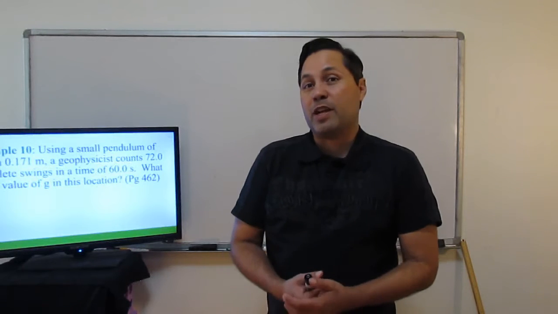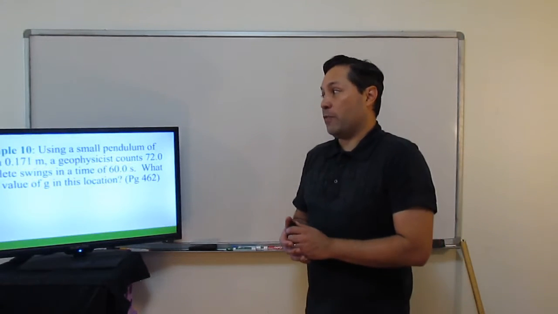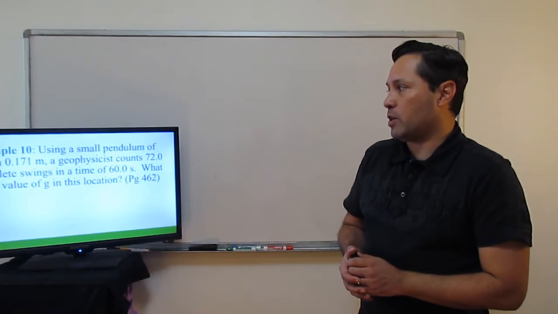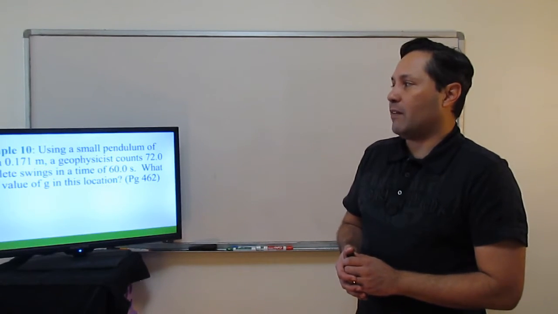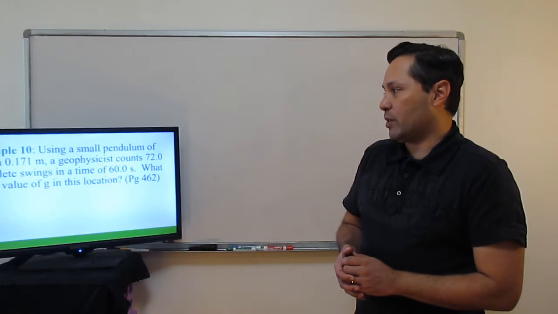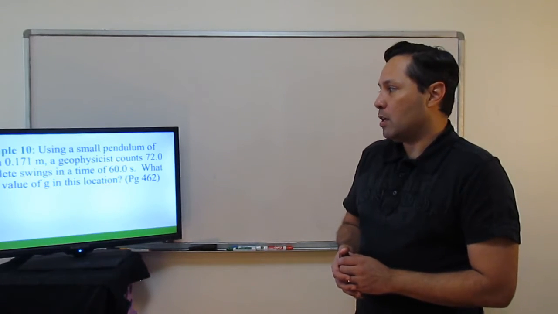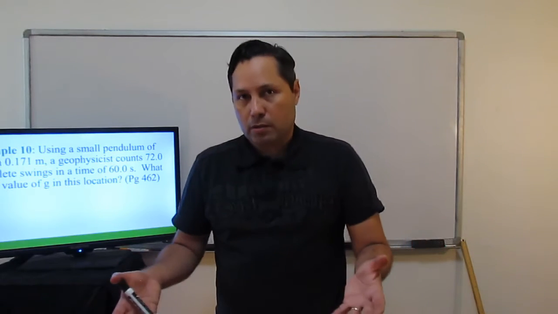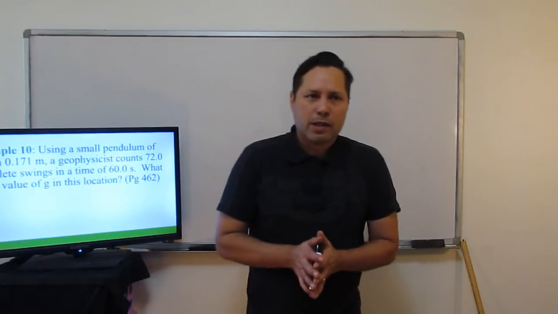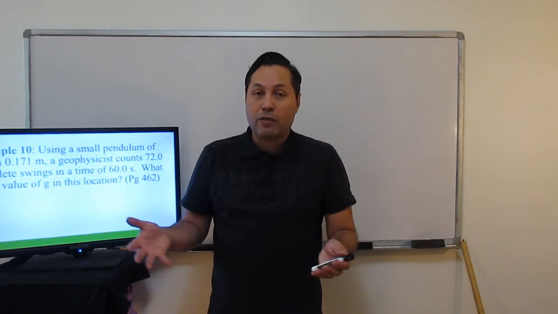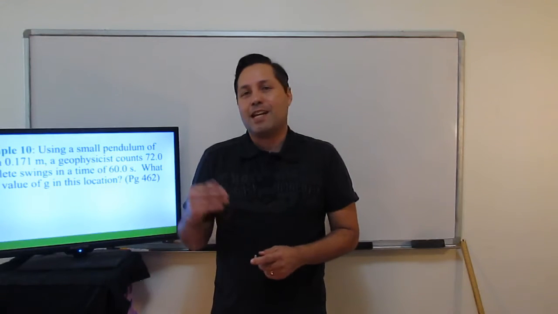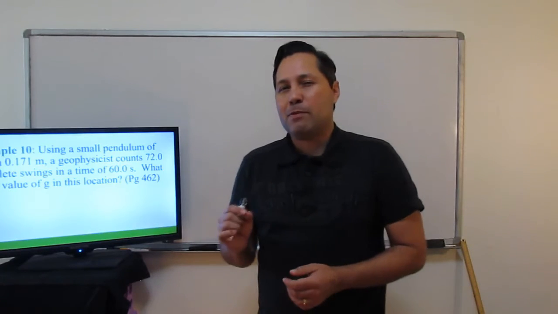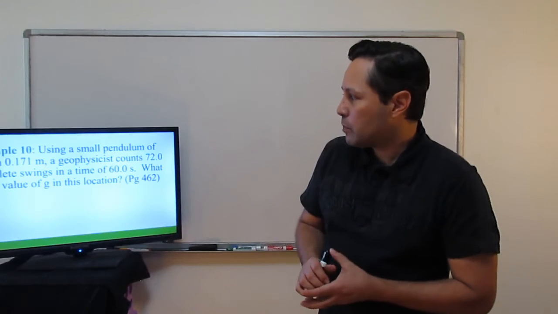Up next for us is example 10. In this problem they ask us the following. Using a small pendulum of length 0.171 meters, a geophysicist counts 72 complete swings in a time of 60 seconds. What is the value of G in this location? First of all, G, wouldn't you say, well, it's 9.8? He's on planet Earth. Now, yeah, 9.8 is an average value, though. The value of G changes around the globe. So you could get something close to 9.8, but maybe not exactly that value.